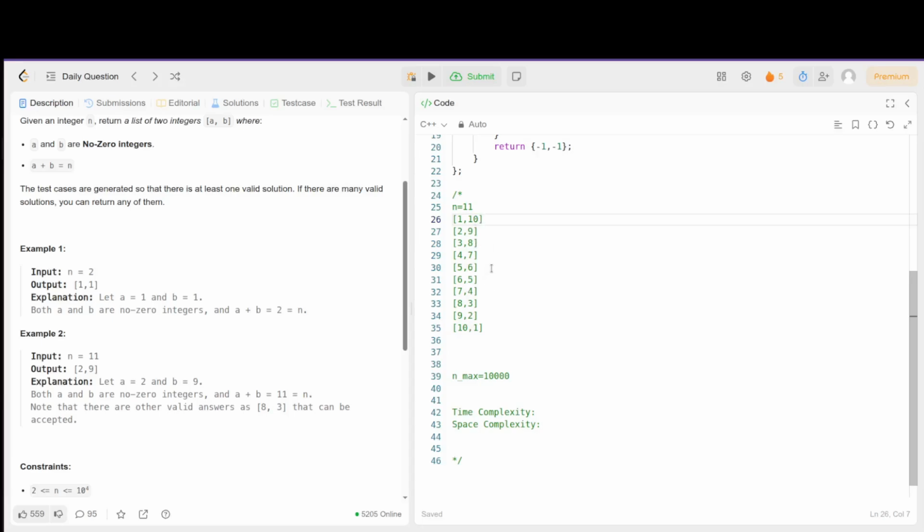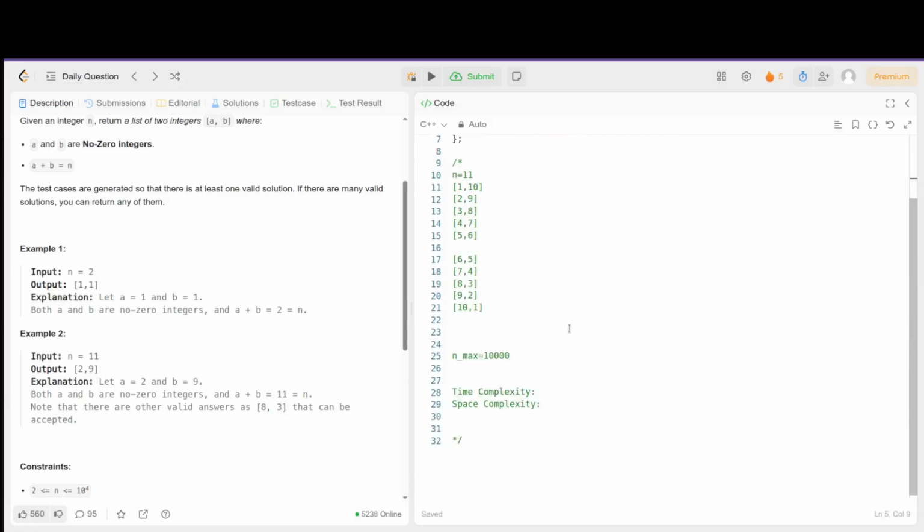10 comma 1. Now if you look carefully, after 5 comma 6 it is repeating again, like 6 comma 5, 7 comma 4, that is actually 4 comma 7. So we only need to check up to the n by 2 value. Okay, start writing the code.